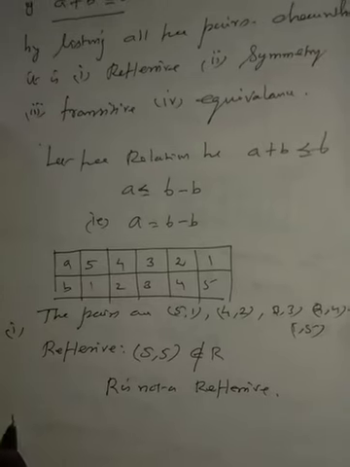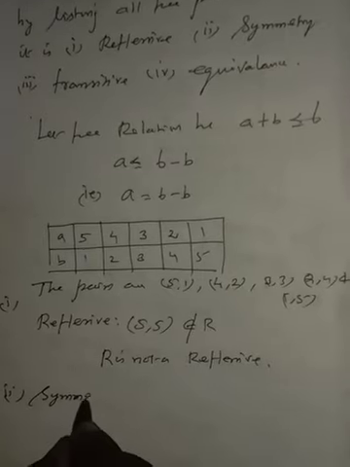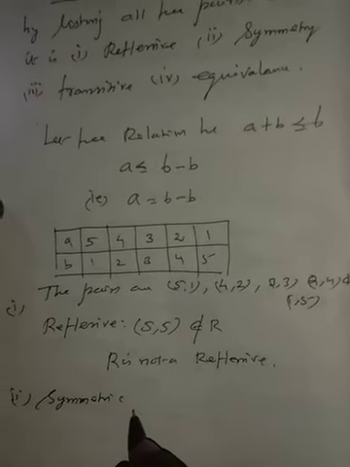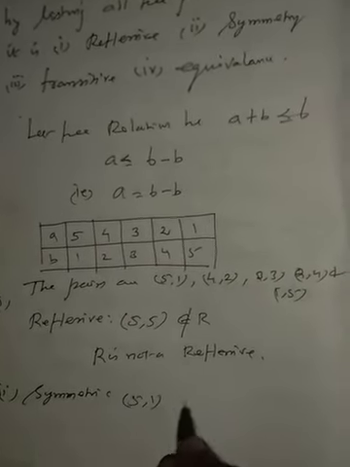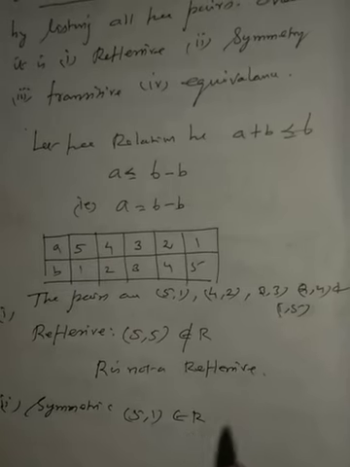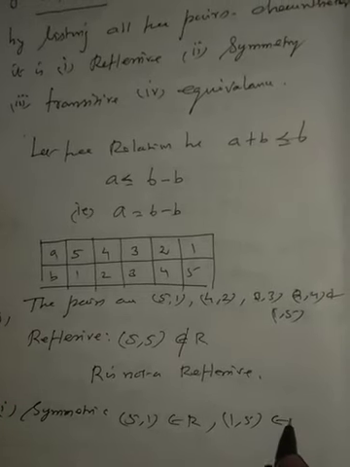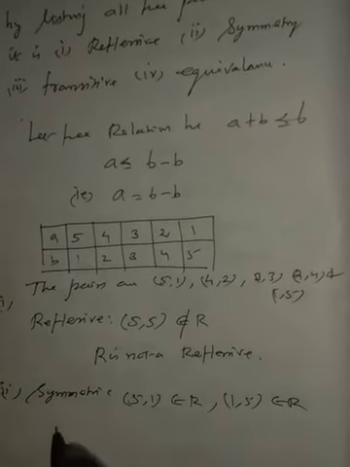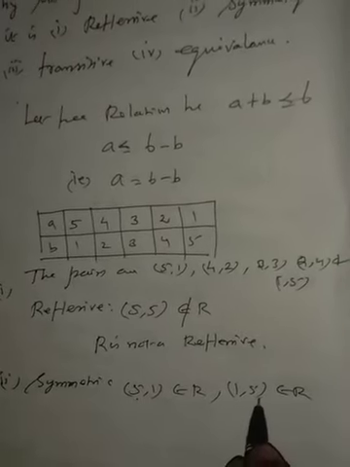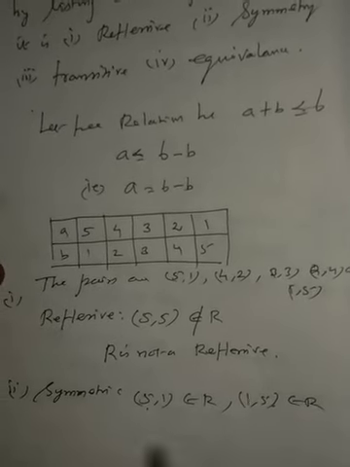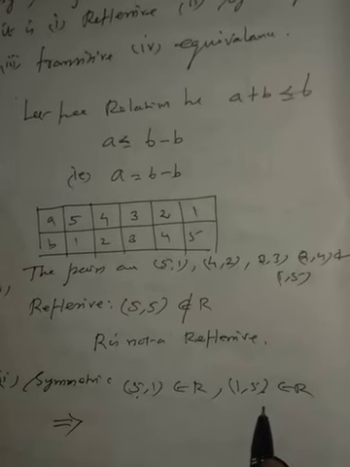Number 2, symmetry. Take two pairs. One is 5, 1 belongs to R. Another one, the last pair, 1, 5 belongs to R. Also, this is the first pair, this is the last pair. So this implies 5, 1 and the last pair 1, 5 both belong to R.